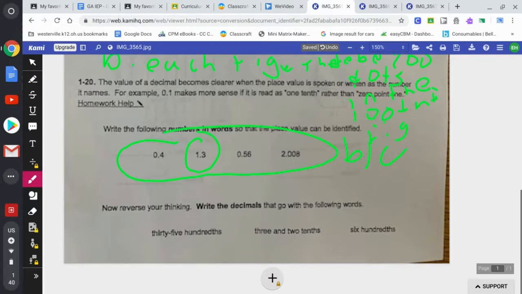Instead of 1.3, you would write 1 and 3/10. Mathematically, 1 and 3/10. And I can't write tenths. 1 and 3/10. You can't write 1.3. You read that? Let's look at 0.4. Mathematically, you would write 4/10. And so on and so forth.